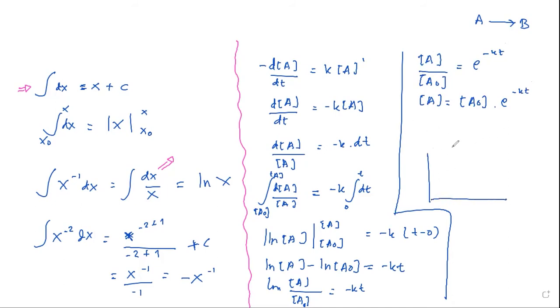Now let's make the graph. This is concentration A, this is time. If t equals 0, then e to the power of 0 equals 1. Because this equals 1, the concentration of A equals the concentration of A0. So we have this point: at t equals 0, the concentration of A equals the initial concentration.